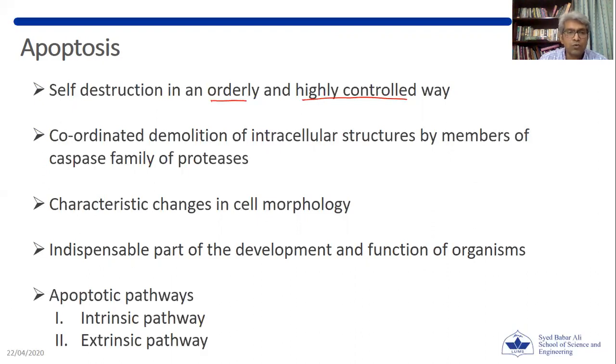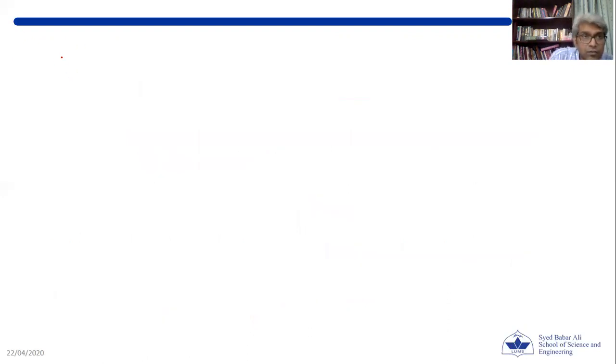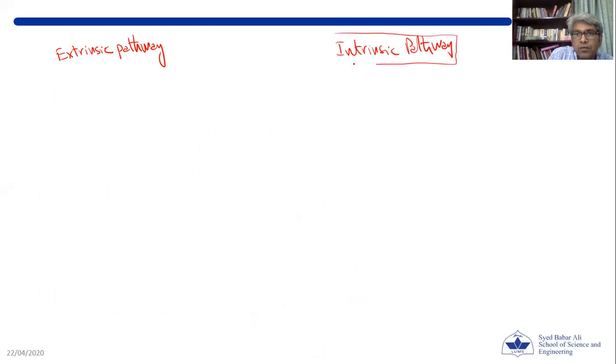Now, there are two major apoptotic pathways. One is called the intrinsic pathway. So this gets signals from inside the cell. It is also called the mitochondrial pathway. And the other one is called the extrinsic pathway. So this is the death receptor pathway. We'll talk about them in detail later on. So you have the intrinsic pathway, you have the extrinsic pathway.